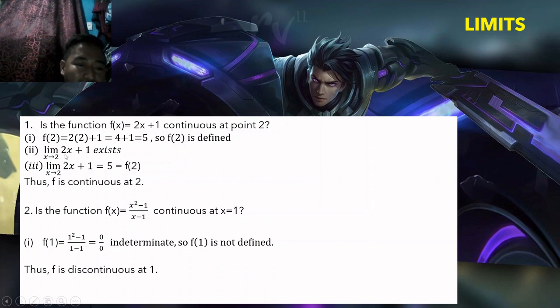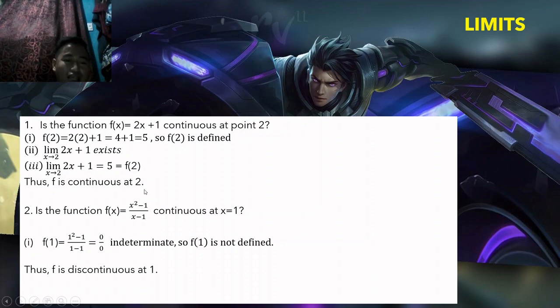Now, does the limit exist? Okay, the limit exists, since the limit from the left and from the right is equal, as in our previous example, which is 5. Now number 3: the limit of 2x plus 1 as x approaches 2 is equal to 5, and it is equal to f of 2, which is 5. Therefore, class, f is continuous at 2. Okay, that is continuous.